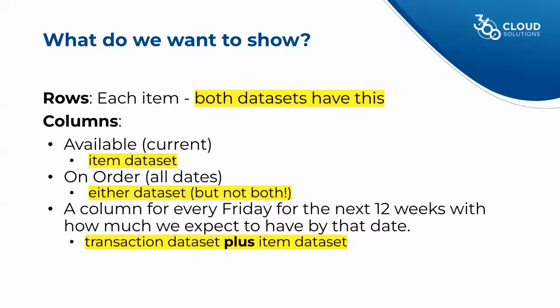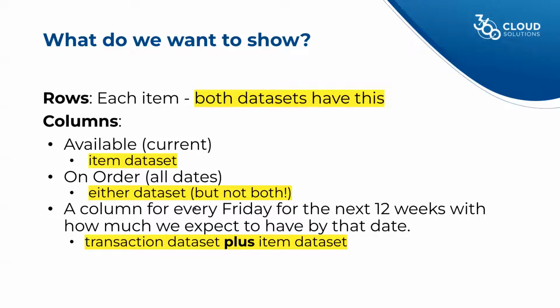The available current is going to have to be sourced exclusively from the item data set. The on order, all dates, could come from either data set, but not both. And for reasons I'll get into when we go a little further in, I'll show you why I would source this from the item table.